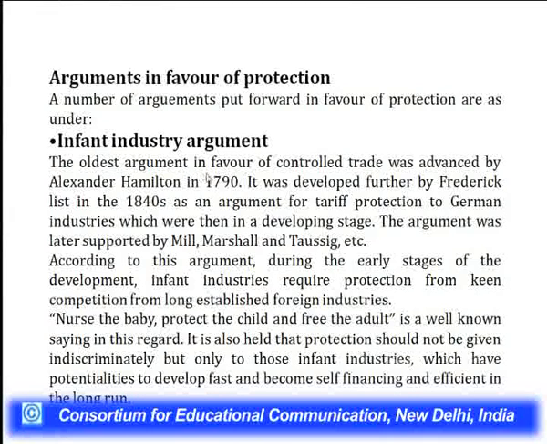The oldest argument in favor of controlled trade was advanced by Alexander Hamilton in 1790. It was developed further by Frederick List in the 1840s as an argument for tariff protection to German industries, which were then in a developing stage. This argument was later supported by Mill, Marshall and Taussig, etc.